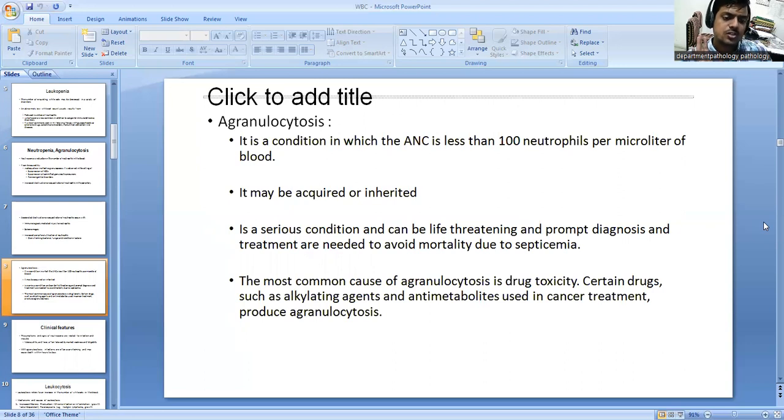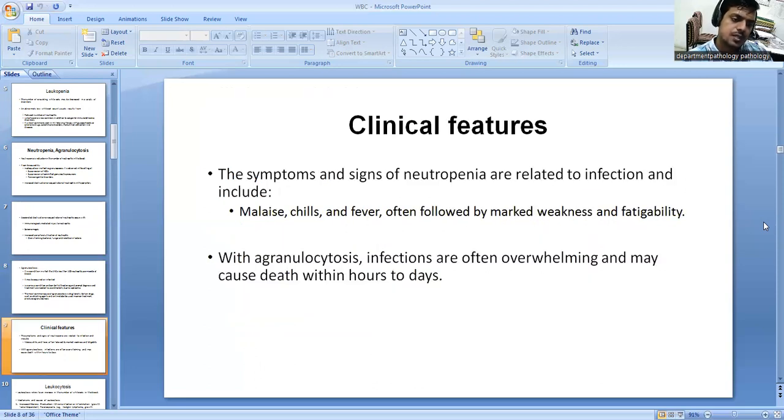The most common cause of agranulocytosis is drug toxicity. Certain drugs, such as alkylating agents and antimetabolites used in cancer treatment, produce agranulocytosis. The symptoms and signs of neutropenia are related to infection and include malaise, chills, fever, followed by marked weakness and fatigability. With agranulocytosis, infections are often overwhelming and may cause death within hours to days.